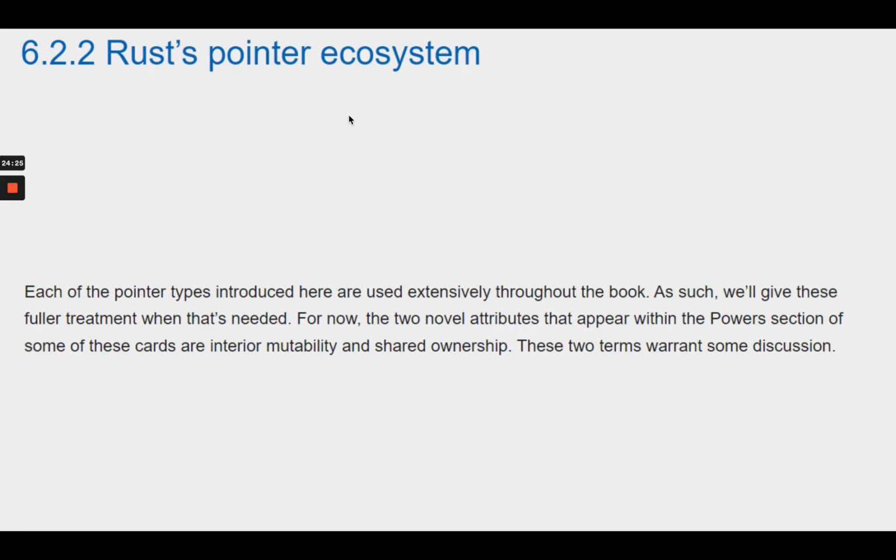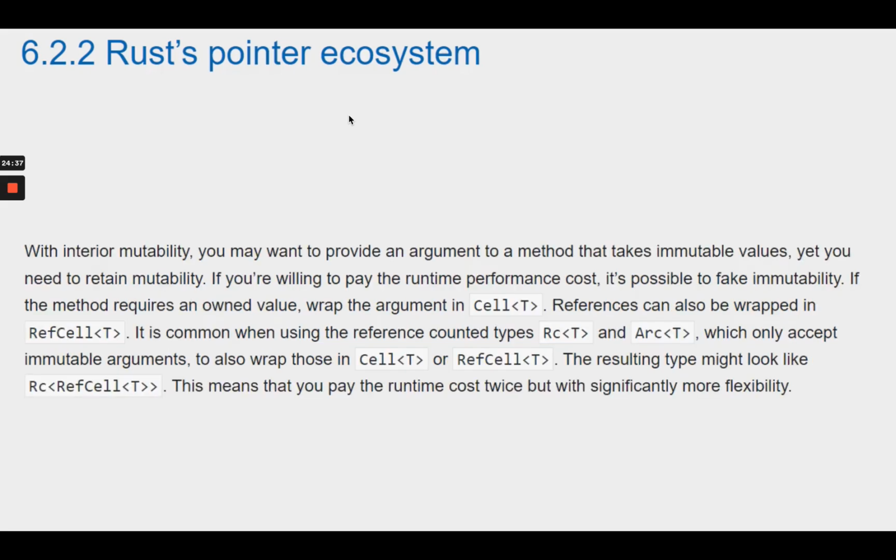For now, the 2 novel attributes that appear within the Powers section of some of these cards are interior mutability and shared ownership. These 2 terms warrant some discussion. With interior mutability, you may want to provide an argument to a method that takes immutable values. Yet, you need to retain mutability. If you're willing to pay the runtime performance cost, it's possible to fake immutability.